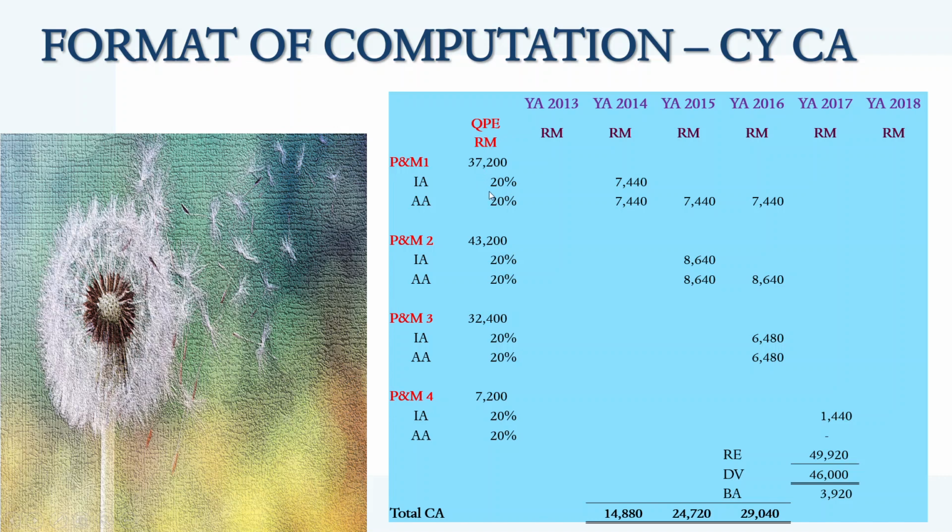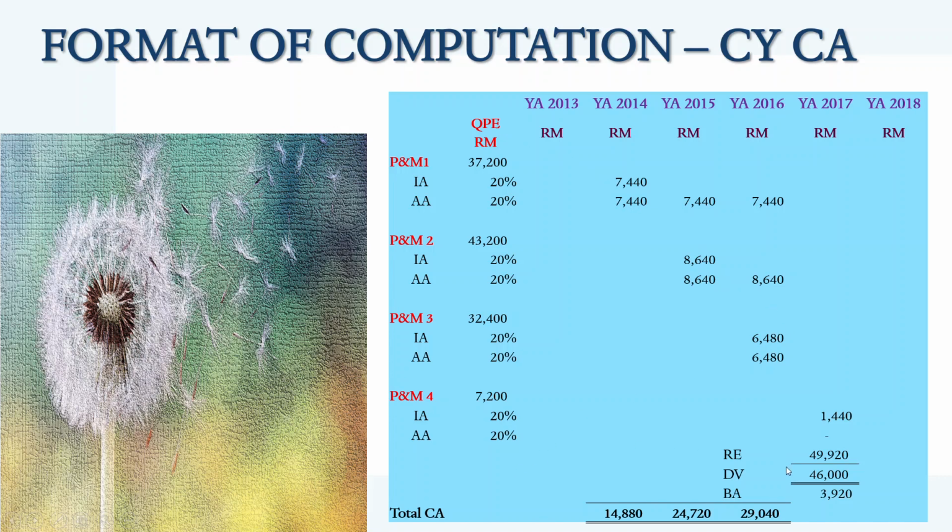And then this is the initial allowance and annual allowance, and this is the rate. Based on the qualifying expenditure and the rate, we multiply, then we get the amount for the respective year of assessment. So it depends on when you incur the qualifying expenditure, therefore you match it to the respective year of assessment.